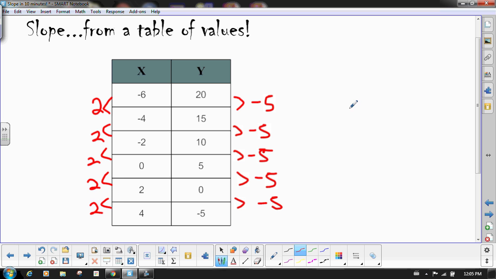So based on this table of values, we do have a linear relationship because the differences in x are linear and the differences in y are linear. So that means our slope, which is the change in y over the change in x, has a value of -5 over 2. So from a table, it's the change in the y differences over the change in the x differences.